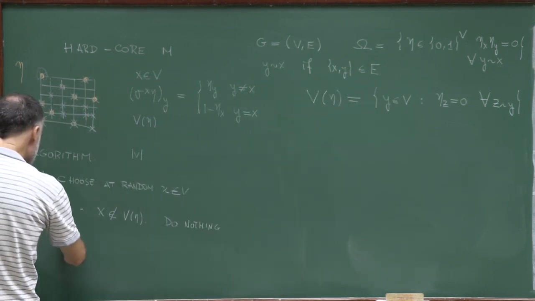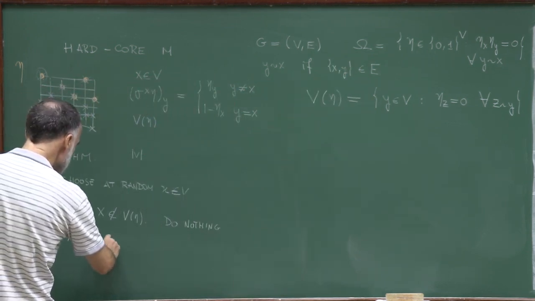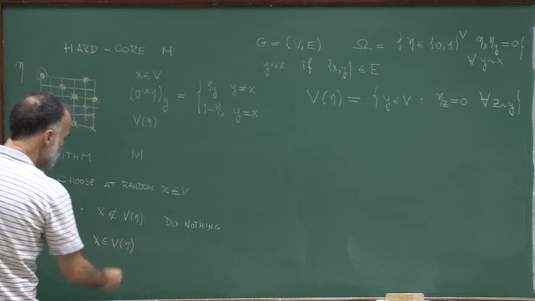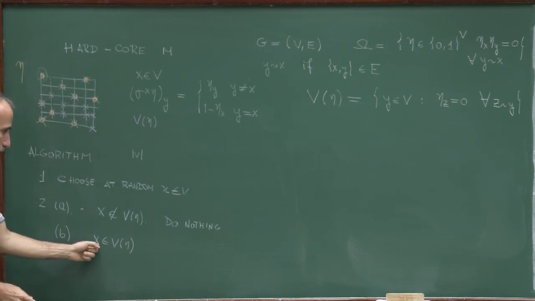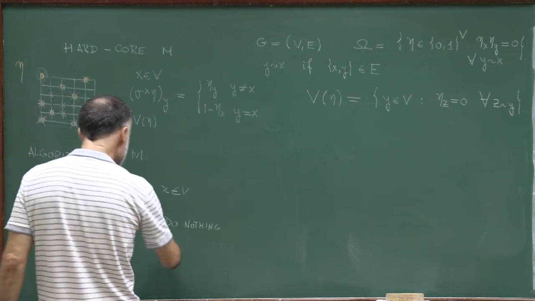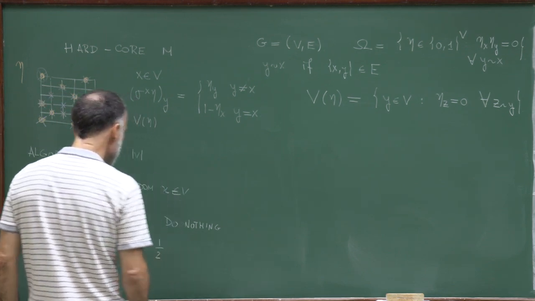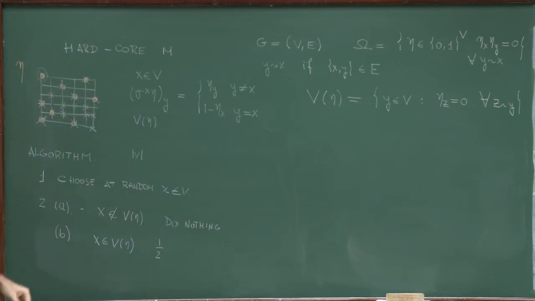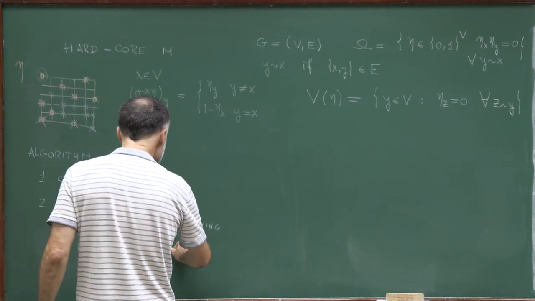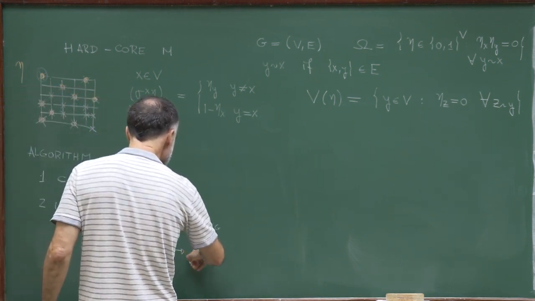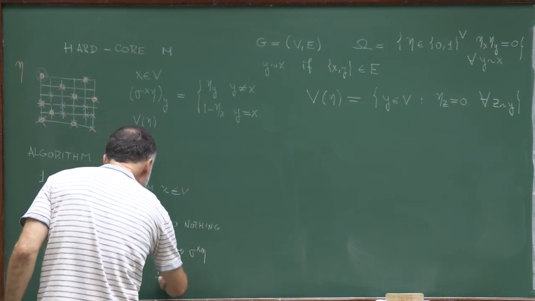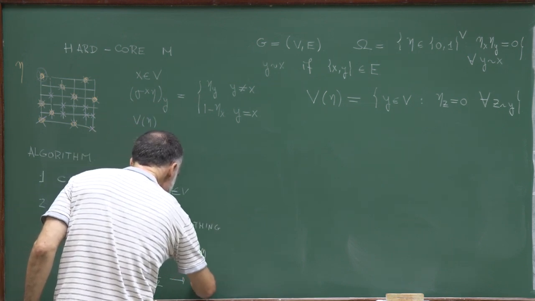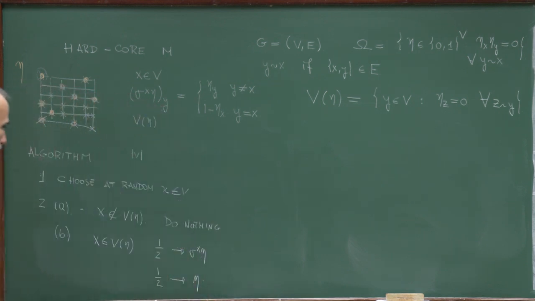But if now X belongs to this set, so if you're allowed to change the value, if eta X can be 0 and can be 1, what you do is that with probability 1/2, you change the spin, so you move to sigma x of eta. And with probability 1/2, you stay where you are, so you keep eta.